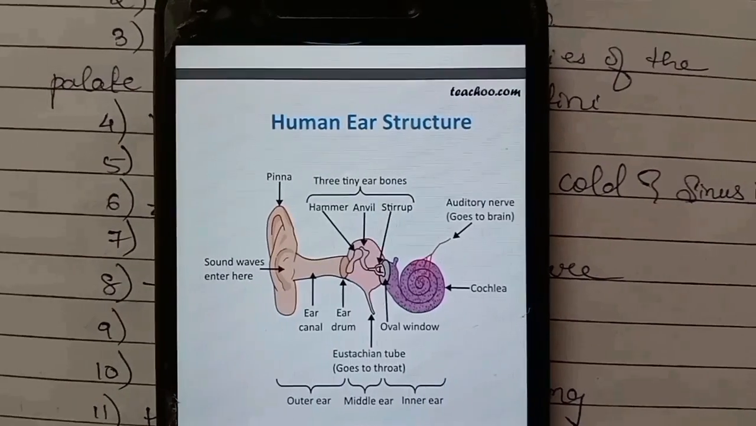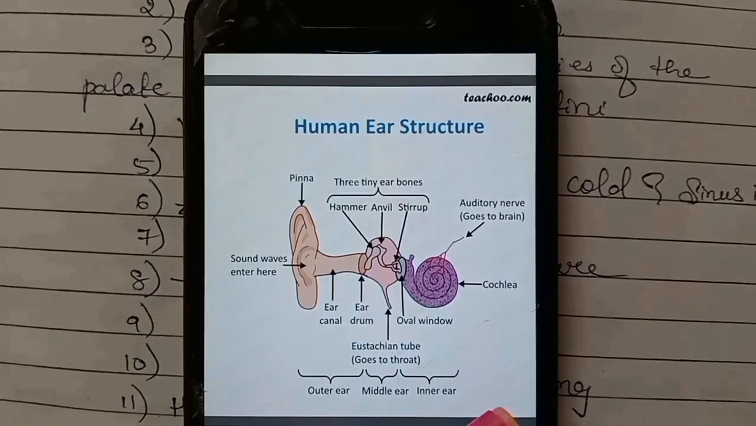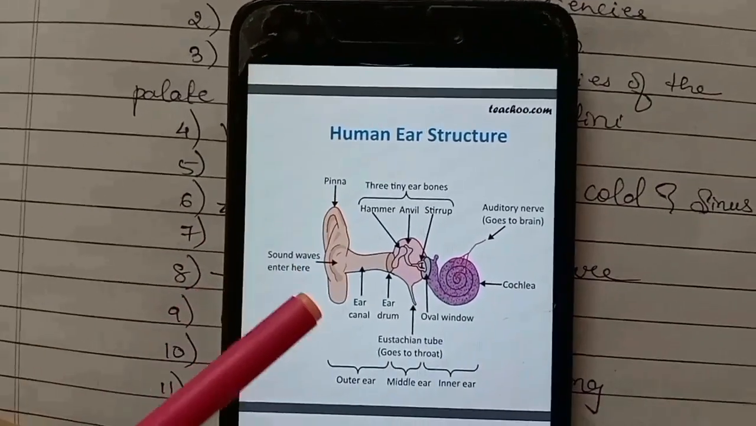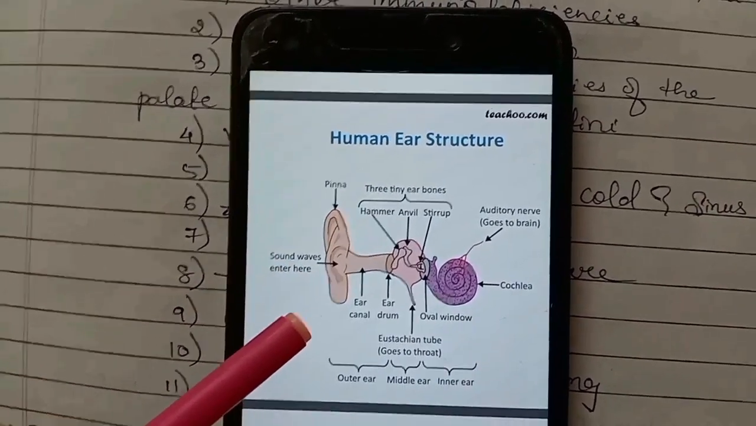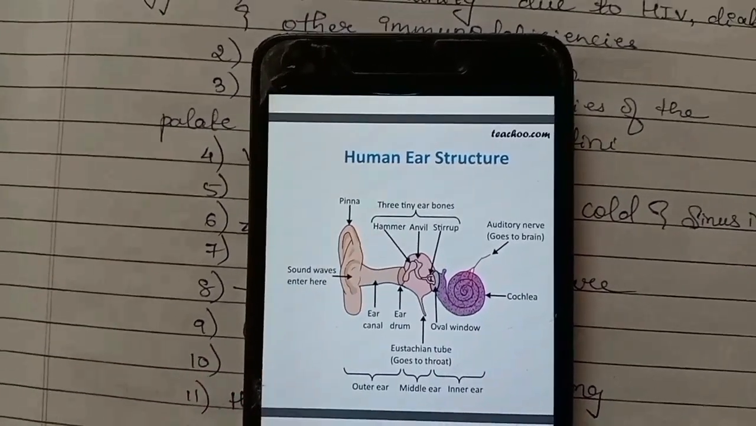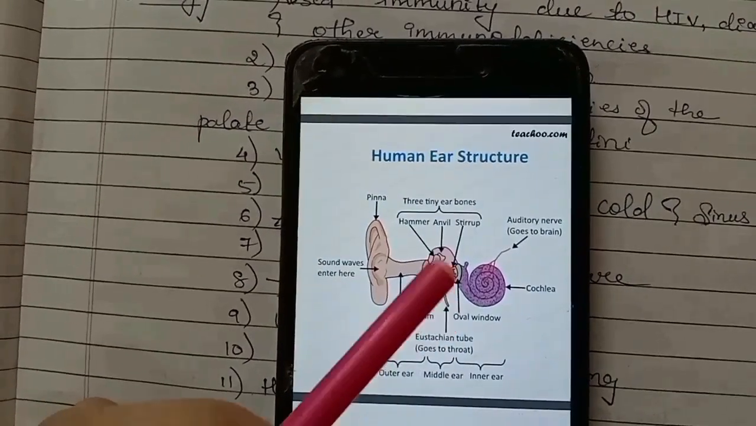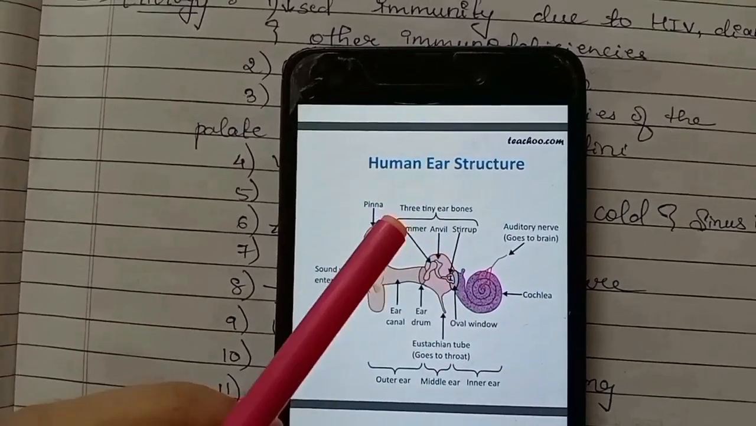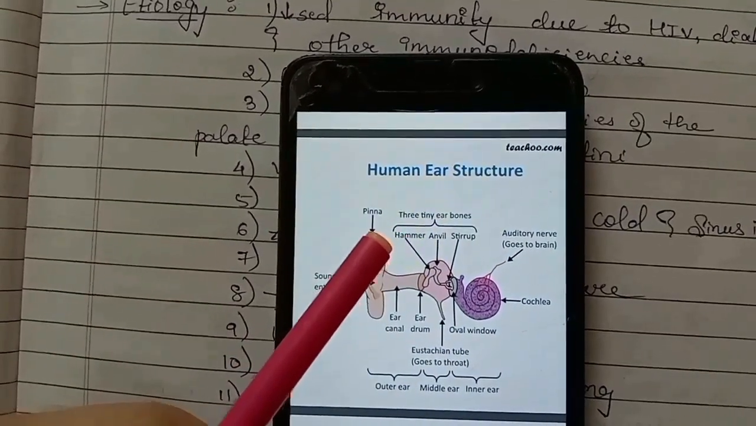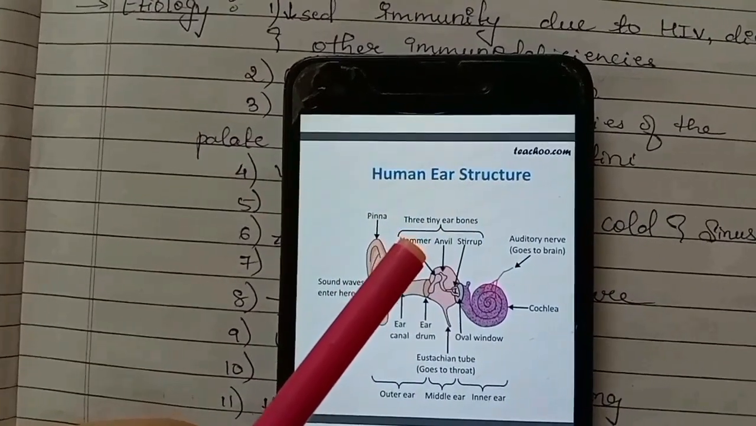Now, the ear consists of three parts: outer ear, middle ear and inner ear. The outer ear has the pinna, as you can see here, pinna or auricle, and the external auditory meatus. Then the middle ear has the eustachian tube and these three small bones, that is hammer, anvil and stirrup, or malleus, incus and stapes. These are collectively called the ear ossicles.